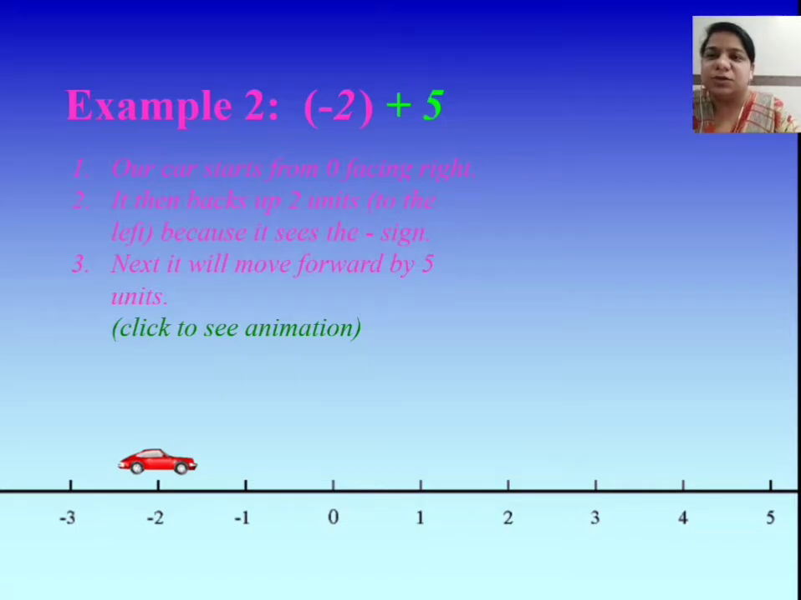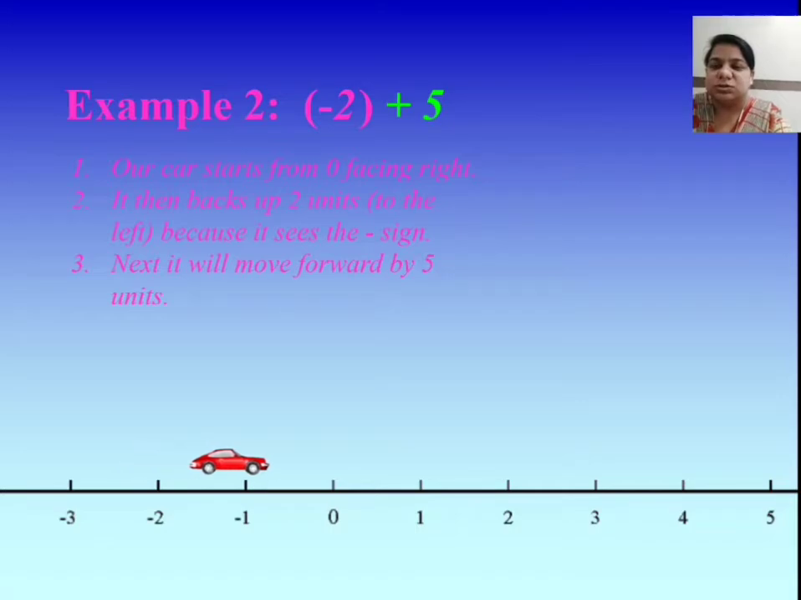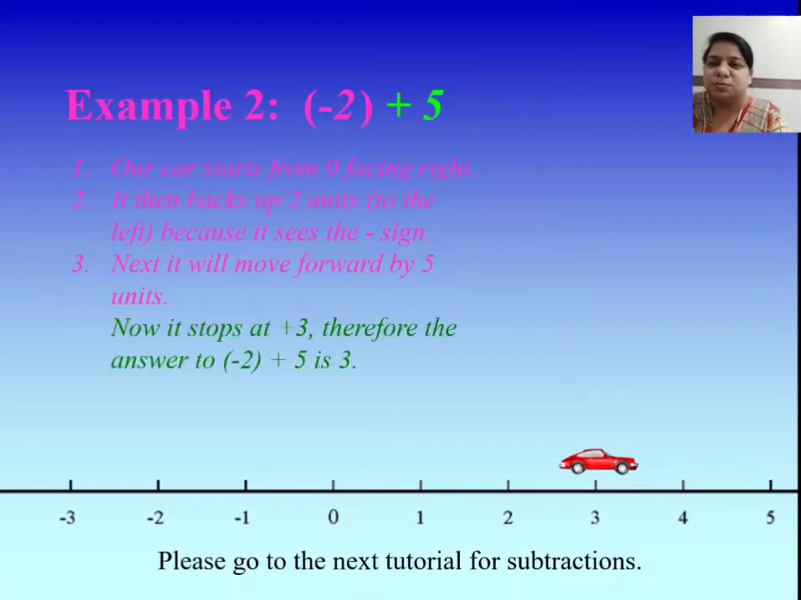Now next we have to add 5. To add 5, what will we do? The car will go 5 steps forward. Forward means to the right direction, towards the positive integers. Just check, now it is moving 5 numbers. After minus 2, moving 5 numbers, it stops at 3. So minus 2 plus 5 will become plus 3.